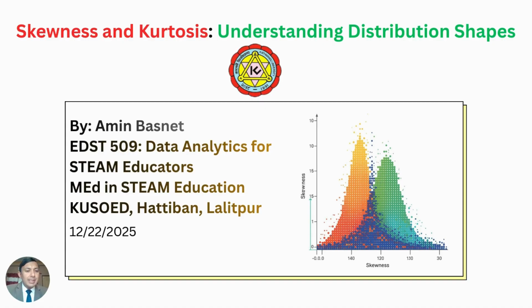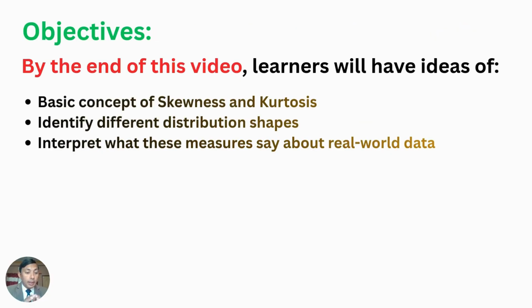According to course facilitator instructions, this presentation video is prepared under the course title EDST 509 Data Analytics for STEM Educators. The topic of today's presentation is Skewness and Kurtosis: Understanding Distribution Shapes. After watching this video, learners will have ideas of the basic concepts of skewness and kurtosis, identify different distribution shapes, and interpret what these measures say about real-world data.